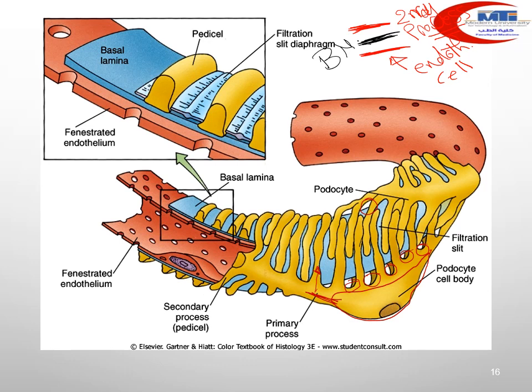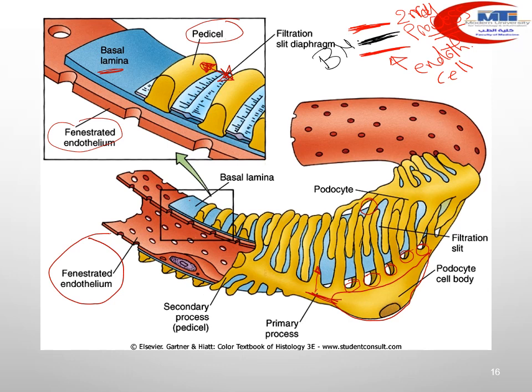Here you have a fenestrated blood endothelial cell, a fenestrated simple squamous epithelium, and a basement membrane. So: the fenestrated endothelial cell, then the basement membrane or basal lamina, and the pedicles, which are the secondary processes of the podocytes. Again, the secondary processes of the podocytes are separated from each other by another space.